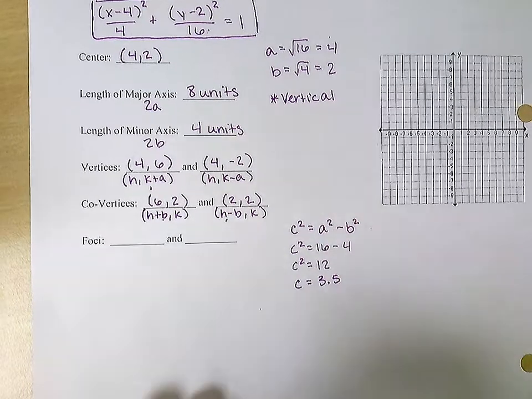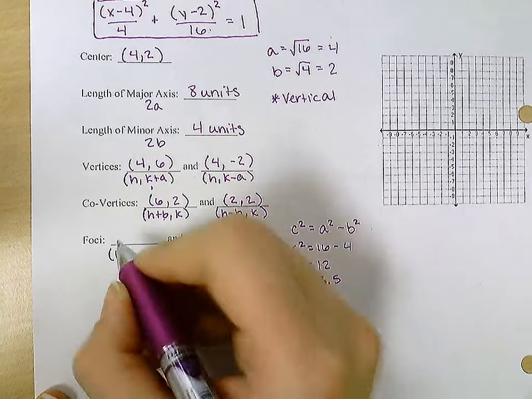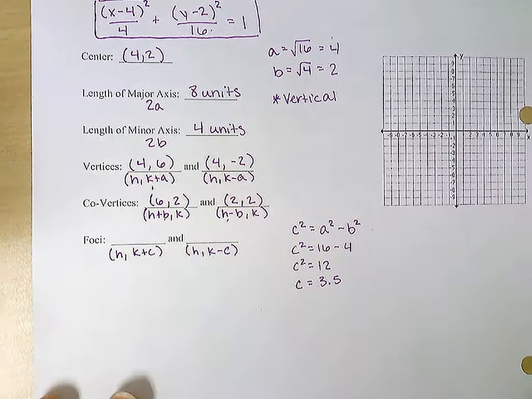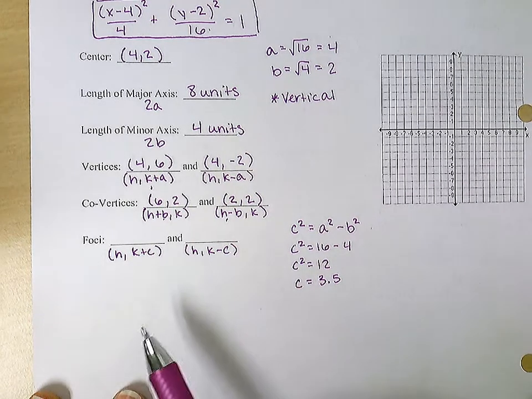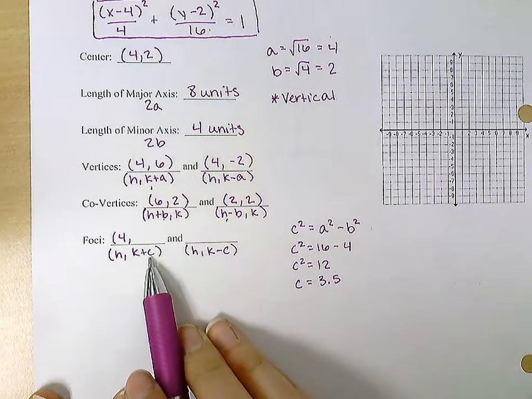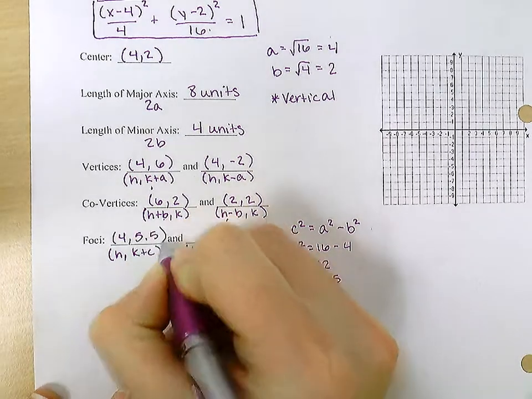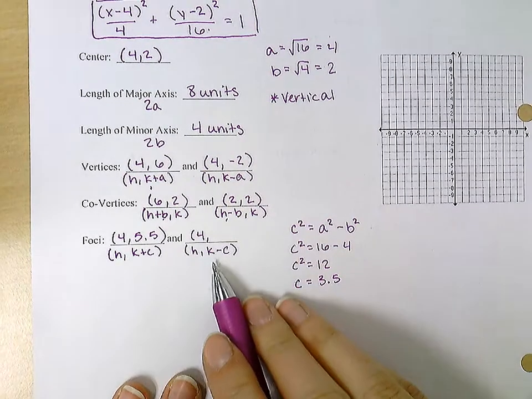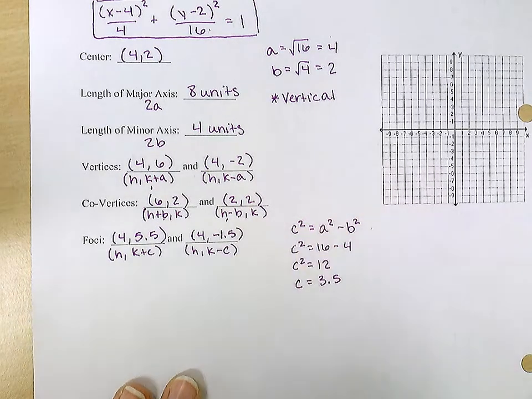Okay, from here, using my equation for my foci points, I would have h, k plus c, and h, k minus c. Okay, so h stays the same at 4. k is 2 plus our c value, so 2 plus 3.5 is 5.5. Again, h stays the same here. k value is 2 minus 3.5, that is negative 1.5.